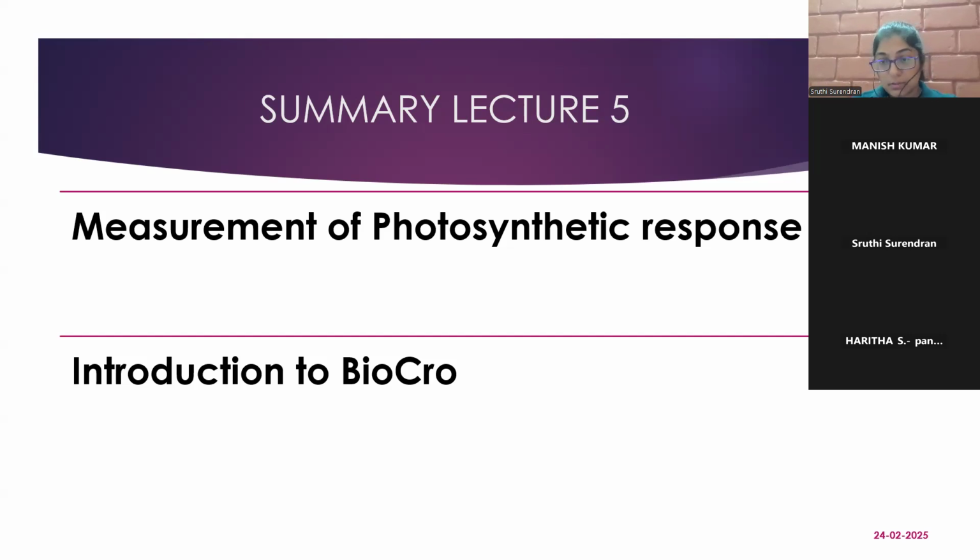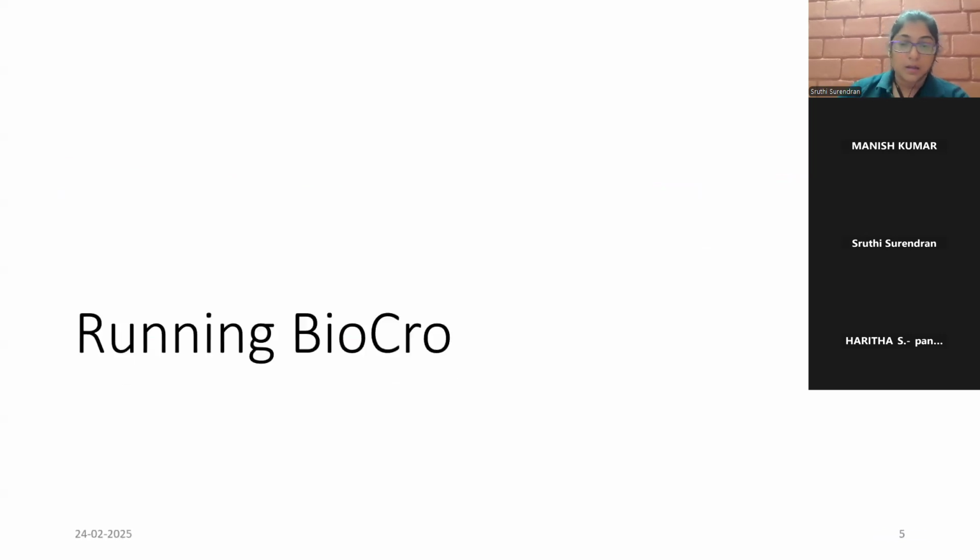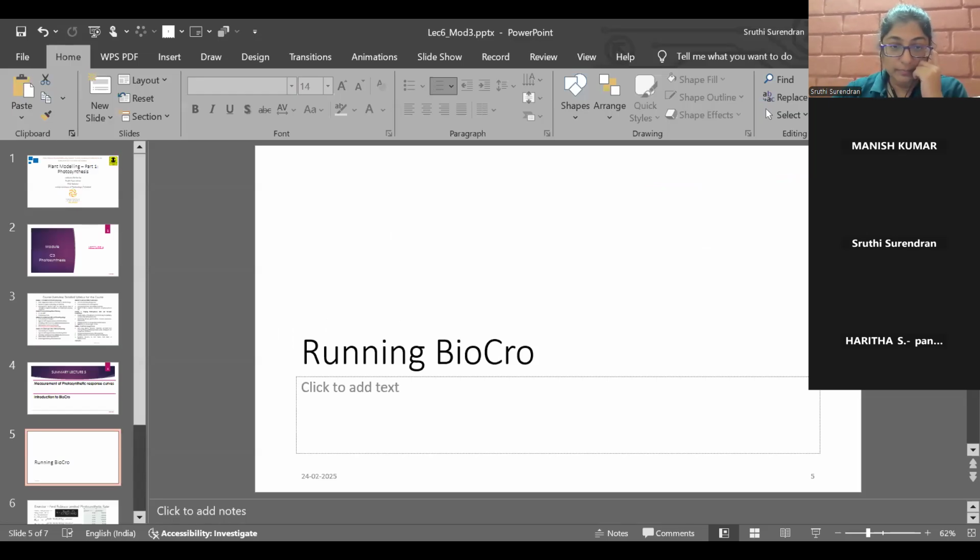So again, today's lecture will be a continuation of that, as to how we can generate these ACI curves using BioCro, and how the FvCB model is used by BioCro to generate the maximum carboxylation limited photosynthesis, RuBP regeneration limited photosynthesis, and TPU rate limited photosynthesis.